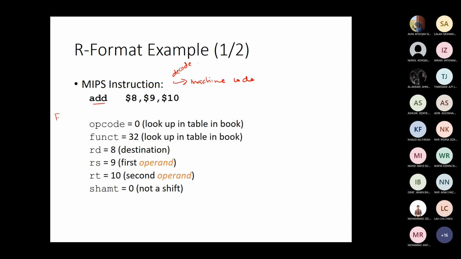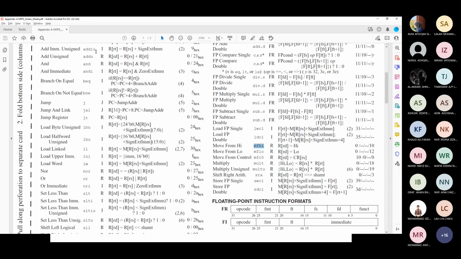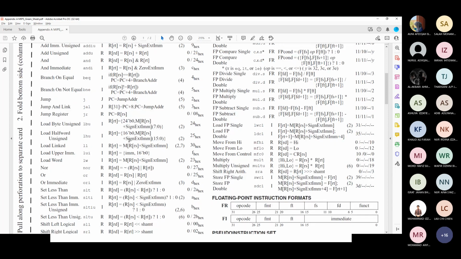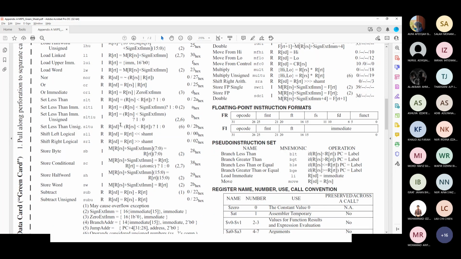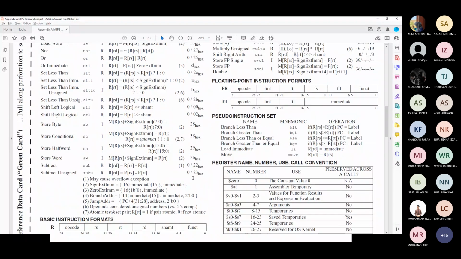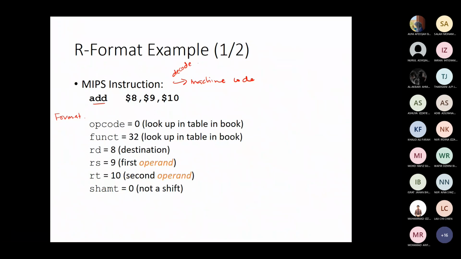Look at the format. If you look at the format, ADD, where is ADD? It is R format. So if it's an R format, go down and look at how many columns, how many fields we have: opcode, RS, RT, RD, shift amount, and then function. You need to fill in that part. So we have 6 fields.